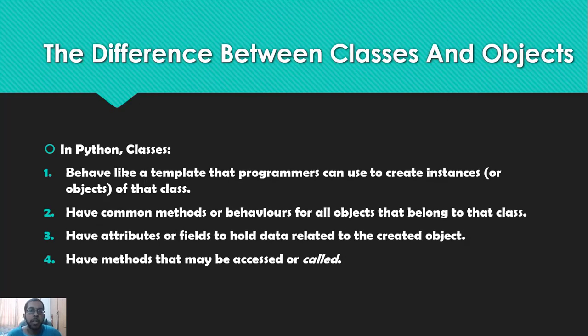The difference between classes and objects. In Python, classes, number one, behave like a template that programmers can use to create instances or objects of that class. Number two, have common methods or behaviors for all objects that belong to that class. Number three, have attributes or fields to hold data related to the created object. Number four, have methods that may be accessed or called.